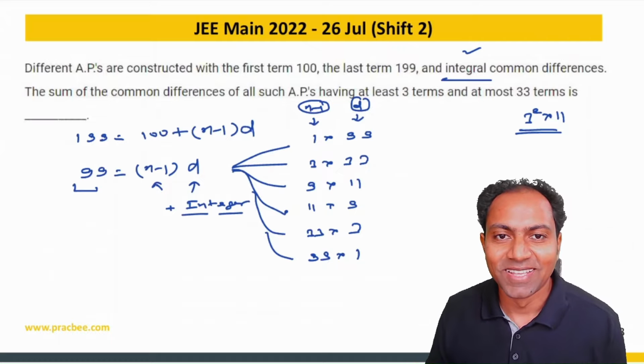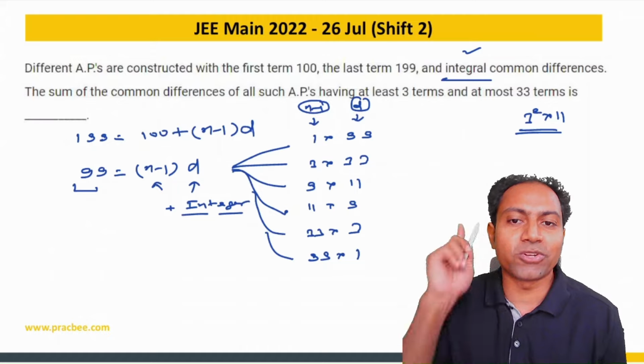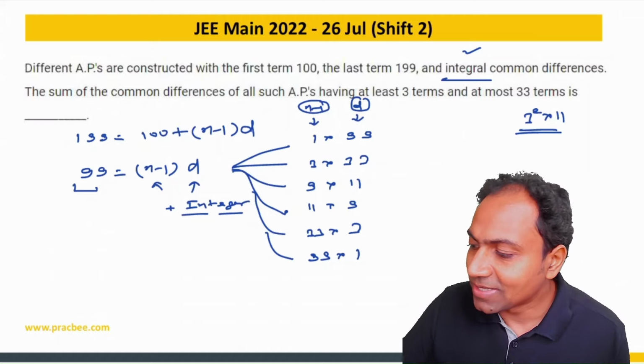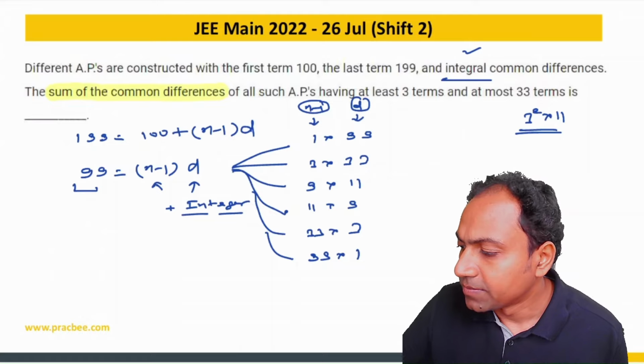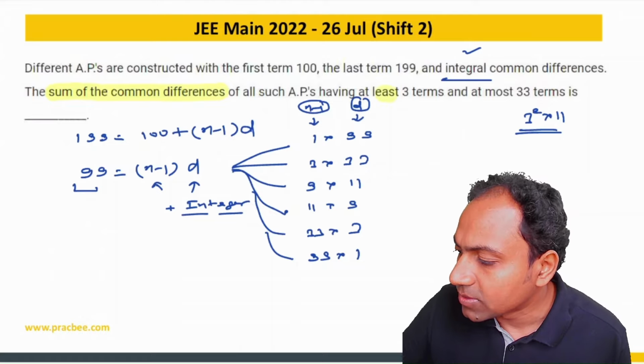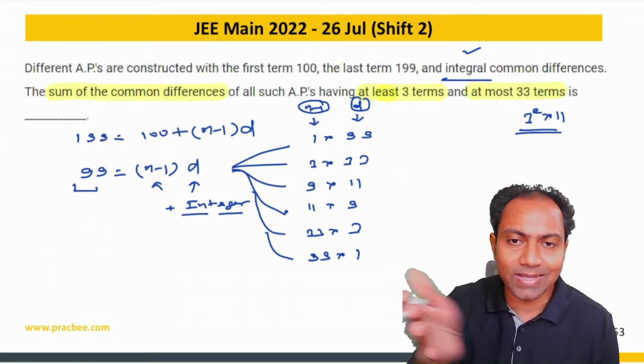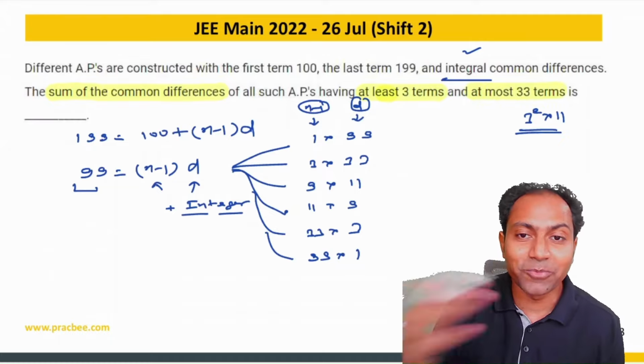Now once you have done that, they have given one more restriction in the question. The restriction is we have to find the sum of common difference. This is the question part, such that the total number of terms are at least 3 and at most 33. So we cannot have terms less than 3 and more than 33.